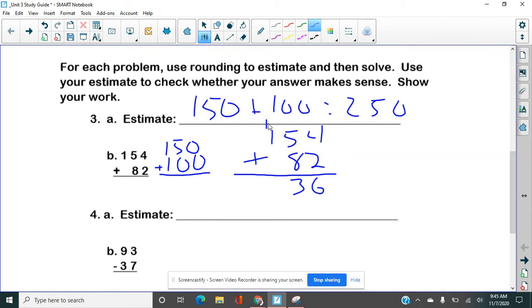And now in the hundreds place, I have 2 plus 2. Or excuse me, 1 plus 1, which equals 2. And then I look at my estimate. Are they pretty close? Yes, right? If I do a problem and then it's really, really far away from my estimate, then I know that I did something wrong.